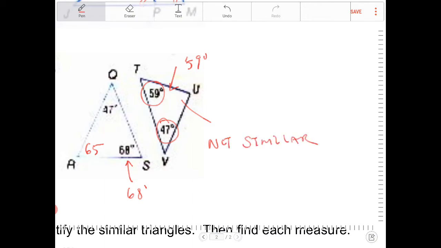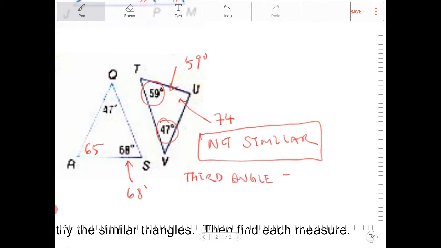Because the third angle here, if I take 47 plus 59, what would that be? That would be, let's see, 106. And then I would need 74. This would have to be 74, right? So not similar. Third angle does not form angle-angle relationship.